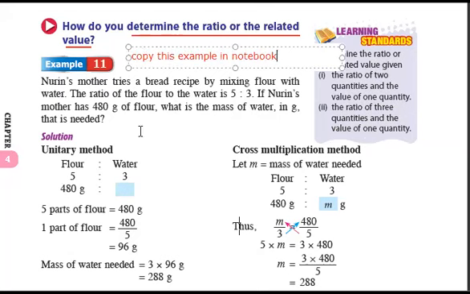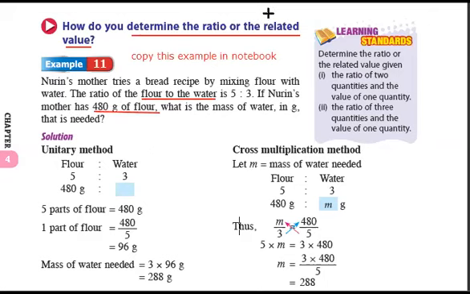Now we'll start to see what the question is. Noreen's mother tried to make a bread recipe by mixing flour with water. The ratio of the flour to the water is 5:3. If Noreen's mother has 480 grams of flour, what is the mass of the water which is needed? So the question needs us to calculate the mass of the water in grams, which means I have the ratio and I have one of the values. I have the ratio of flour to water and the value of the flour, and I don't know the value of the water.